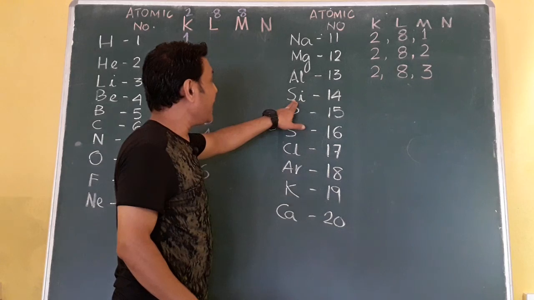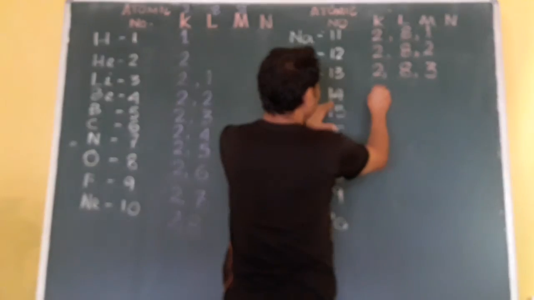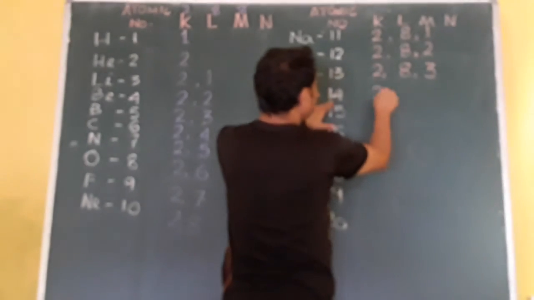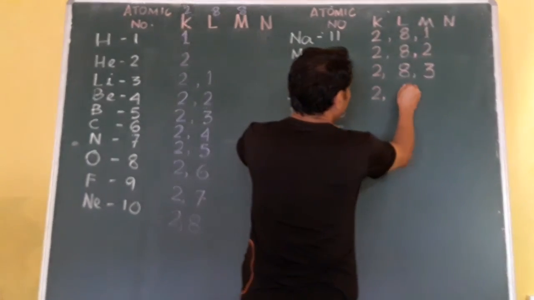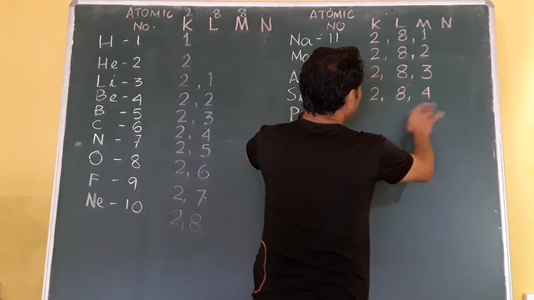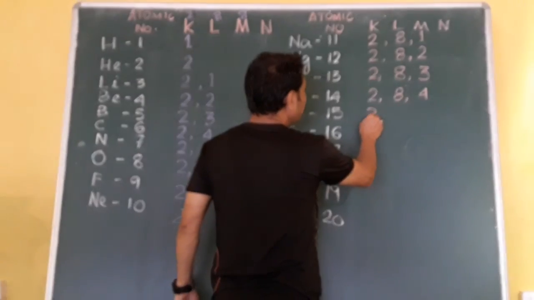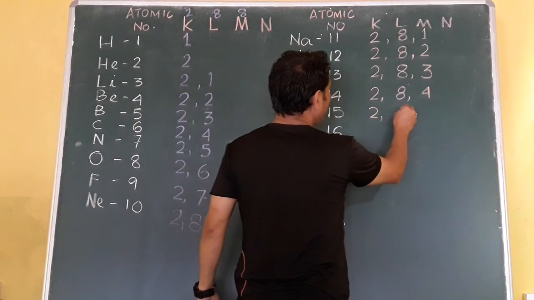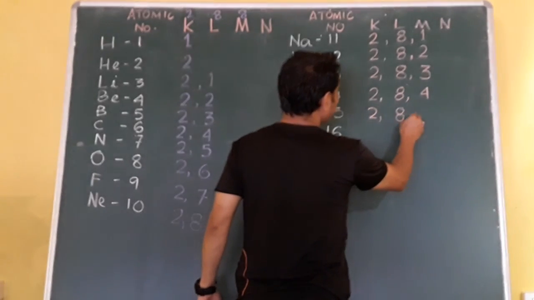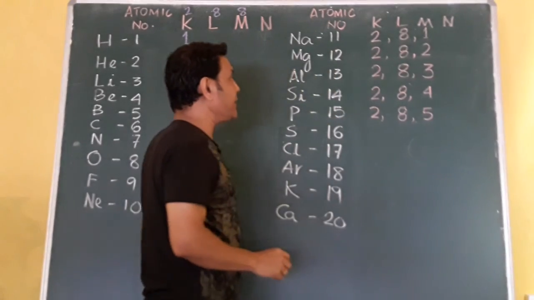Silicon. Atomic number is 14. It will have 14 electrons. So out of 14, 2 electrons in the first shell, 8 electrons in the second shell, and the remaining 4 in the shell number 3 or the third shell. Phosphorus atomic number 15. 2 electrons in the first shell, 8 in the second, and the remaining 5 in the third shell, that is M shell.